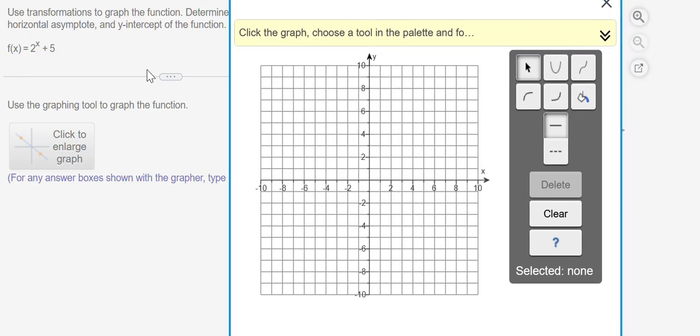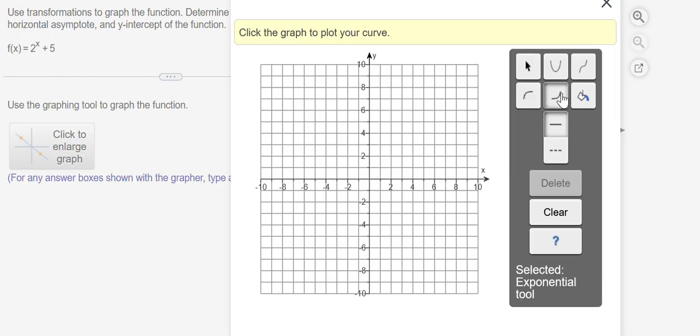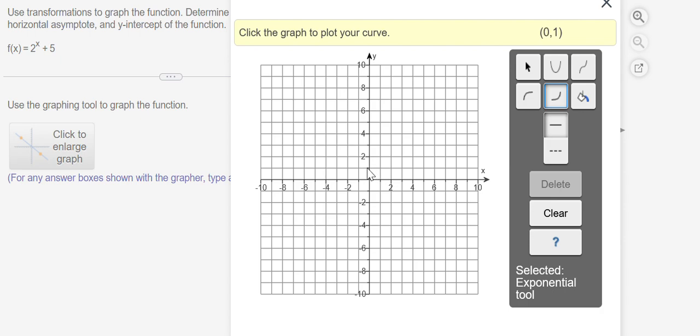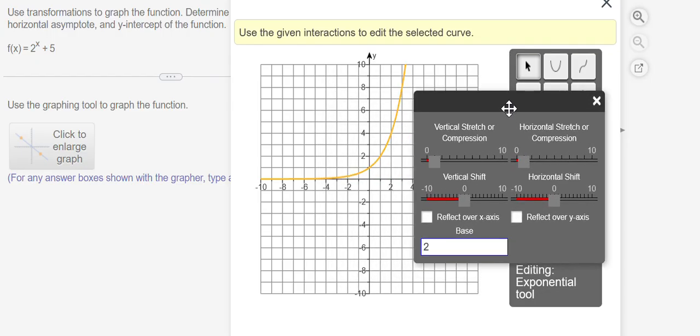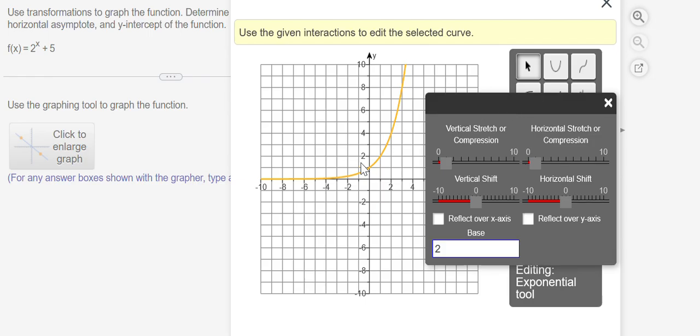Okay. So given this function, we have base 2 and we have plus 5. We know that anything that is being added is a vertical shift. All right. So I'm going to start with this one, and I know that it's an exponential function, so we are starting right here. I'm going to just try to move this a little bit here so we can see. So we know that we have a vertical shift of 5.